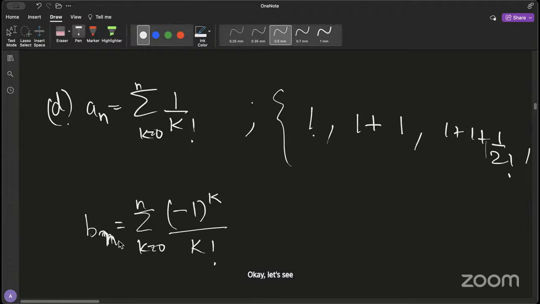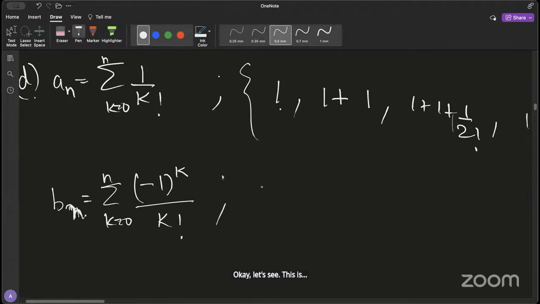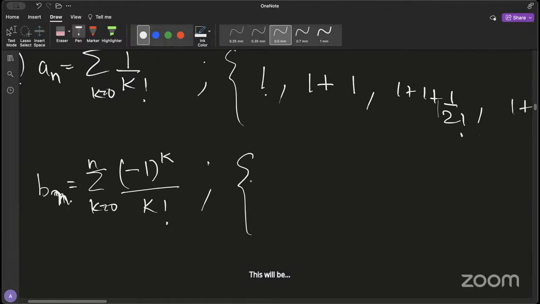Okay. Let's see. The first term will be 1, because the first one will be minus 1 to the power 0. So this will be 1, and the second one will be 1 plus minus 1 to the power 1 by 1 factorial. So it will be minus 1. So this term will be 0. Then the next one will be 0 plus minus 1 to the power 2 by 2 factorial.